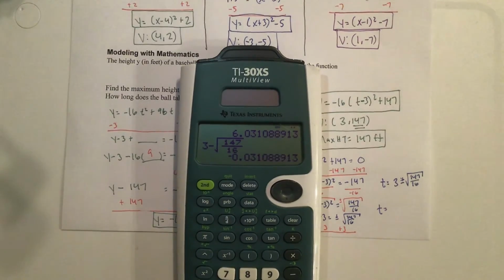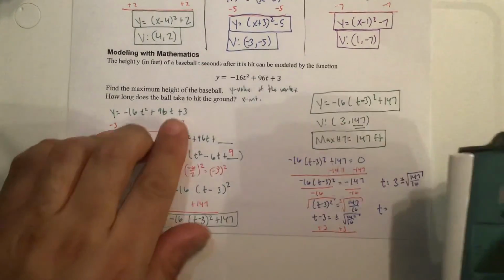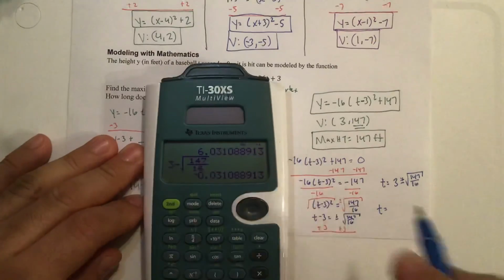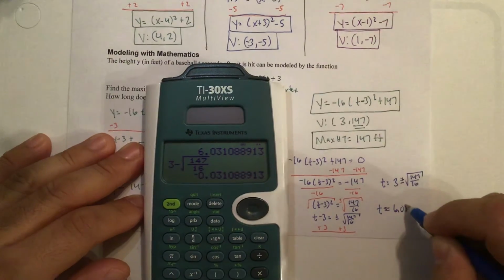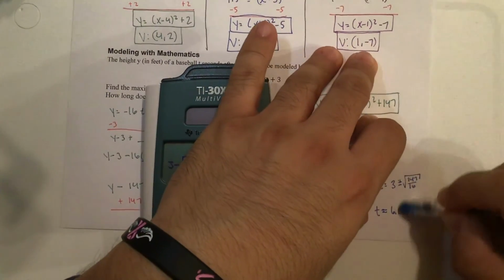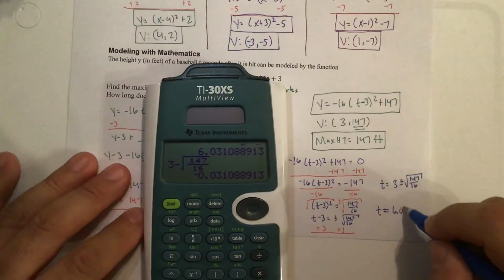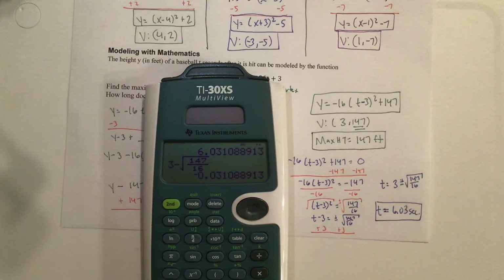Since this is real life, we know we're looking for the positive answer. So this is how long does it take for the ball to hit the ground? This is time. So we're going to say it's approximately 6.03 seconds. Let's make that a little bit nicer. 6.03 seconds for it to hit the ground. All right, and that concludes the notes for completing the square.